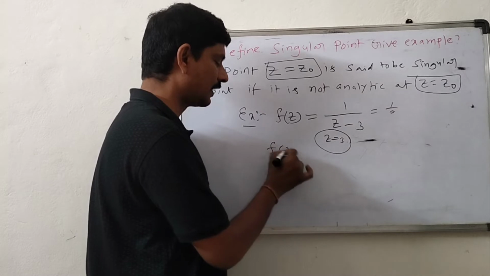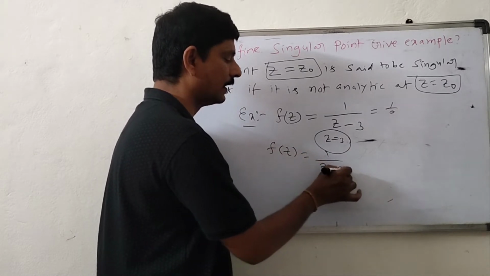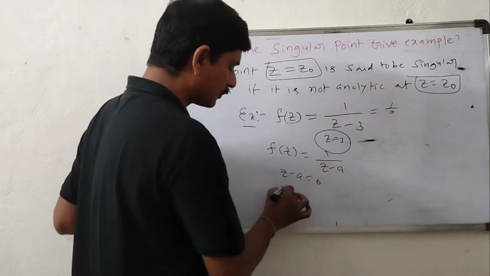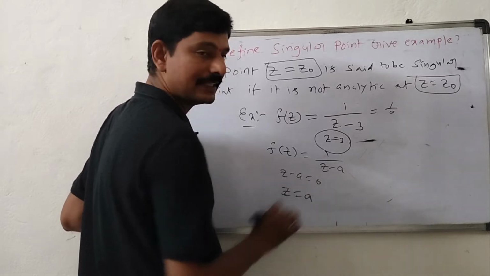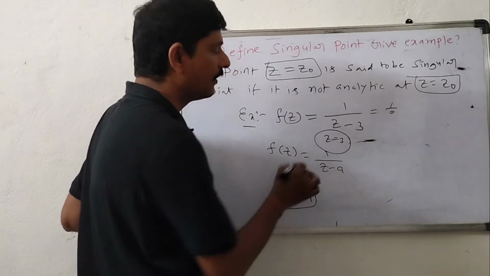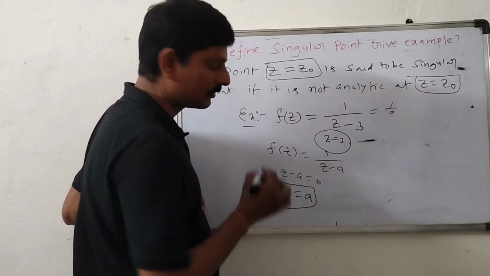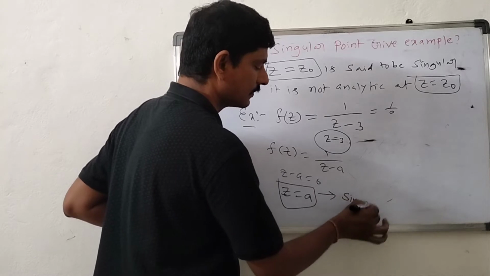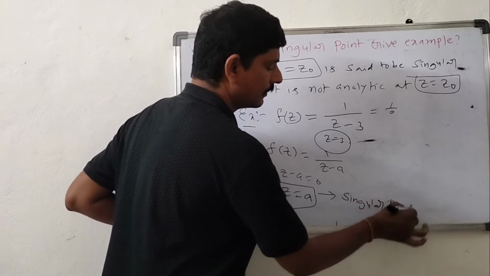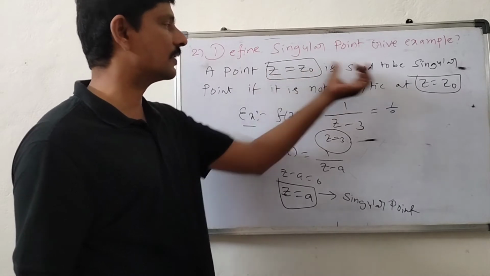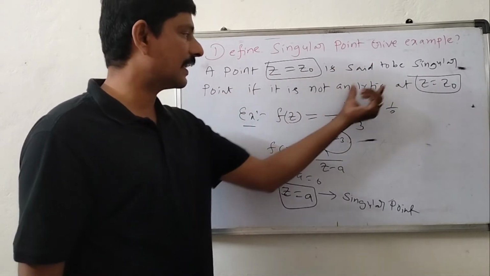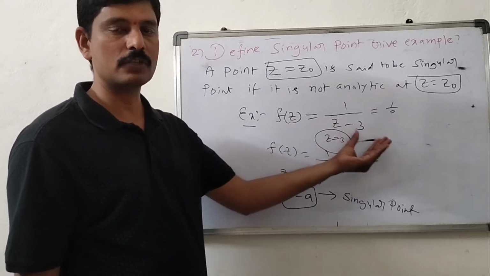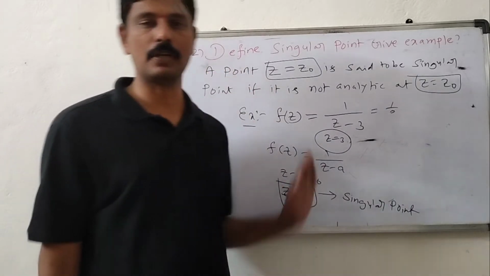For example, take f of z equal to 1 by z minus a. Then z minus a equals 0, so z equal to a is the singular point, because the function is not defined at z equal to a, not differentiable at z equal to a, and hence not analytic at z equal to a. So this is called a singular point. Clear? A point z equal to z0 is said to be a singular point if it is not analytic at that point. All the points where the denominator equals 0 are called singular points. You can give any example of that kind.